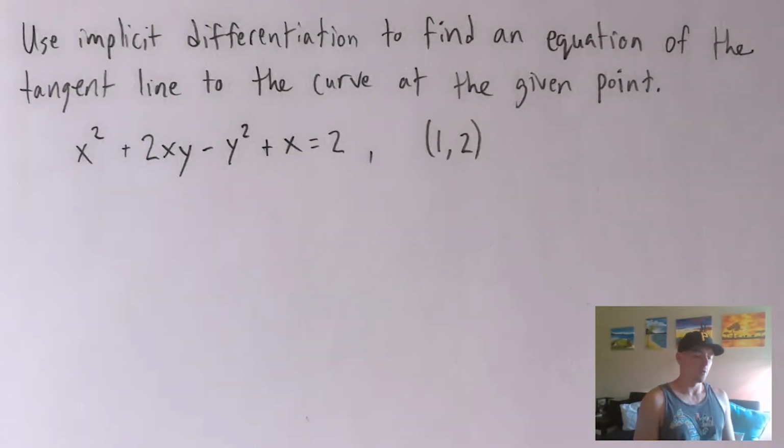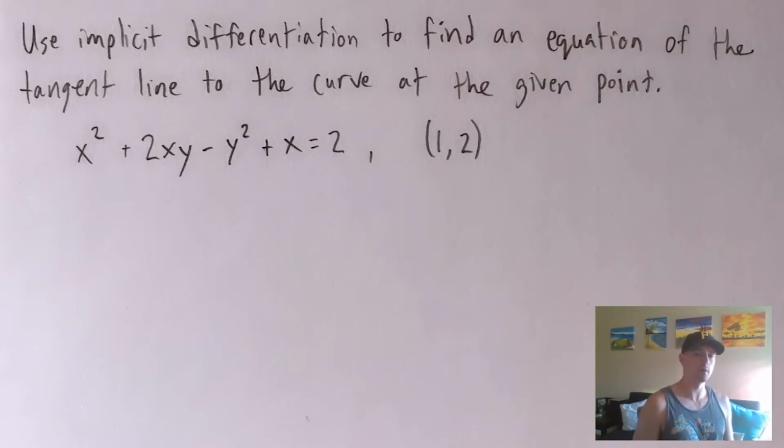So the problem we're going to be going over is: use implicit differentiation to find an equation of the tangent line to the curve at the given point. The curve that we have is x squared plus 2xy minus y squared plus x equals 2, and the point that we're given is (1, 2).